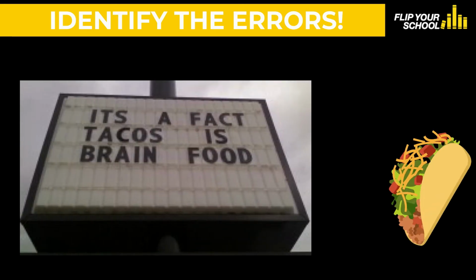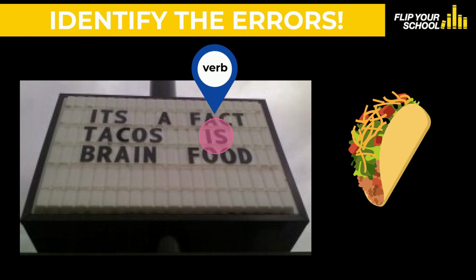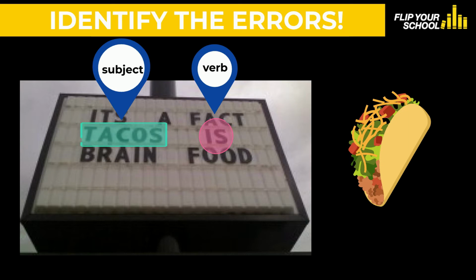Let's take a look at some of these common mistakes, shall we? In this example, the verb is has been used wrongly. The subject of this sentence is the word tacos. Therefore, the correct verb is are.